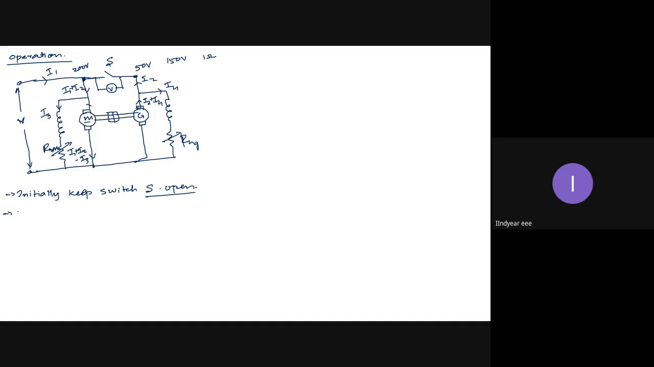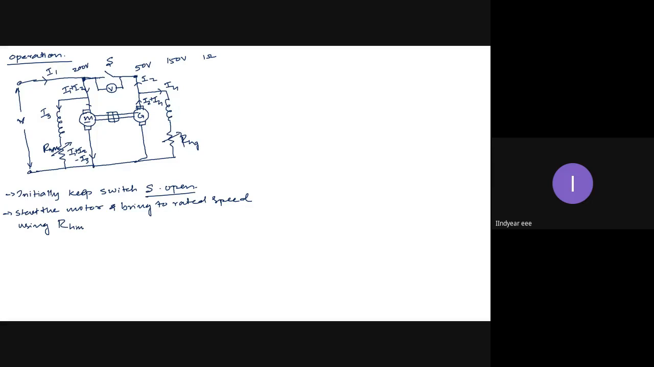We'll start the motor. Either you can use a motor starter or you can use rheostats. Start the motor and bring it to rated speed using the motor field rheostat.